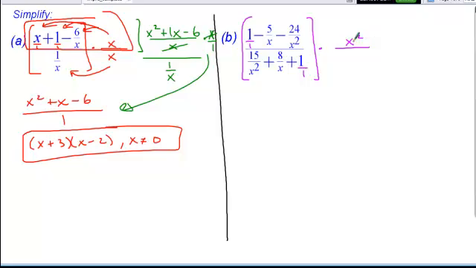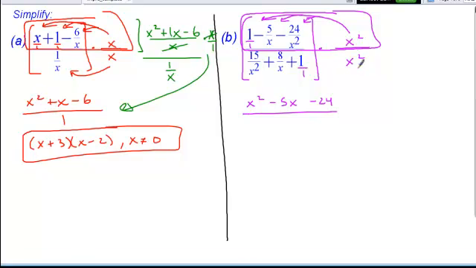So if we take the LCD x squared, multiply by that over itself, and then just focus on the numerator to start with, when we distribute this through, it gives us x squared minus 5x minus 24. In the denominator, when we distribute this through, it gives us 15 plus 8x plus x squared. And so it's just a matter of factoring each of these.